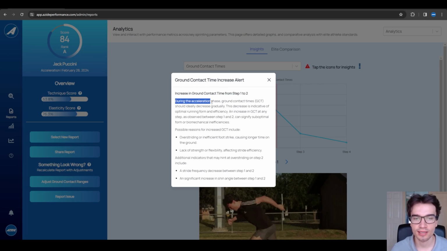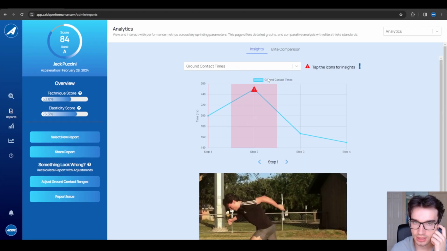So it basically says, as I was saying, that ground contact time should ideally decrease gradually over your acceleration. This decrease is indicative of optimal running form. So potential reasons for the increase include overstriding or inefficient foot strike, and so on and so forth. Some other signs that there might be overstriding are a significant increase in shin angle between step one and two, and a decrease in stride frequency between step one and two. So those are some other things to look at.